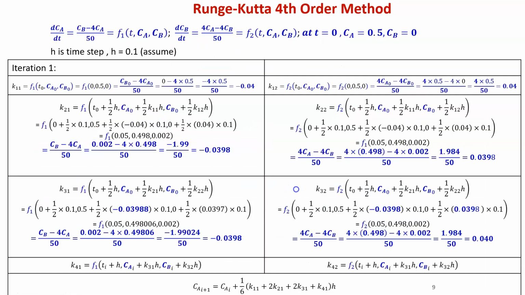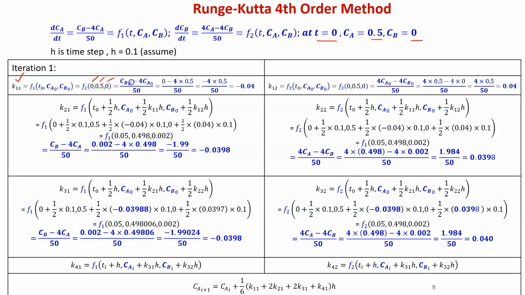Though this may seem complicated, it is not. Here dCA/dt is equal to (Cv minus 4Ca) by 50, so F1 of T, Ca, Cv. And dCV/dt is equal to (4Ca minus 4Cv) by 50, this is function F2 of T, Ca, Cv. At T equal to 0, Ca is equal to 0.5, Cb is equal to 0. Now we are going to calculate K11. K11 is equal to F1 of T0, CA0, CB0. T0 means 0, CA0 means 0.5 and CB0 is 0.